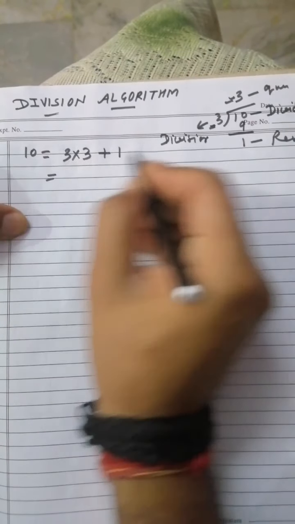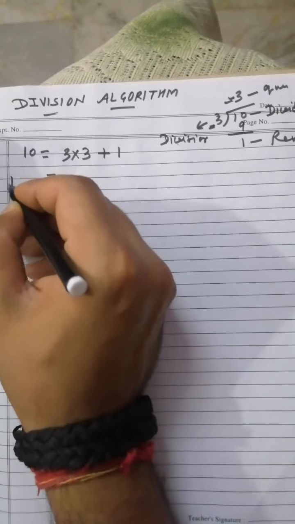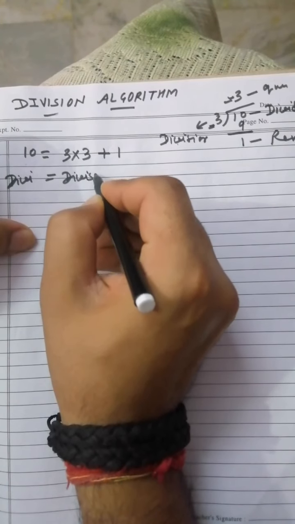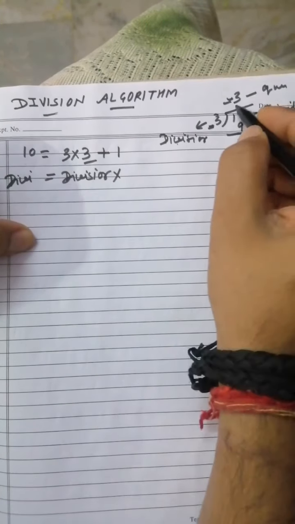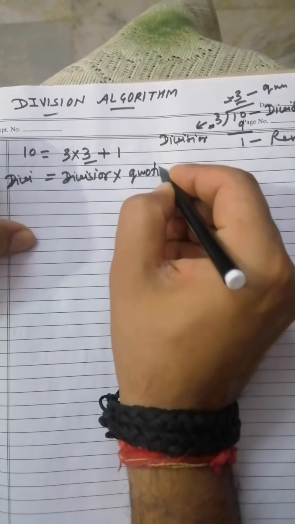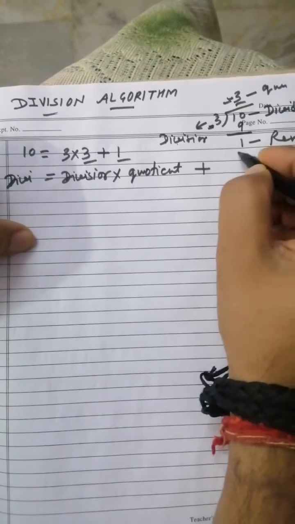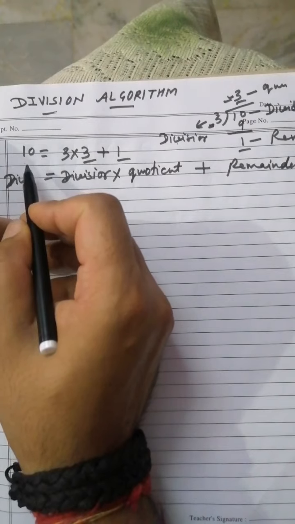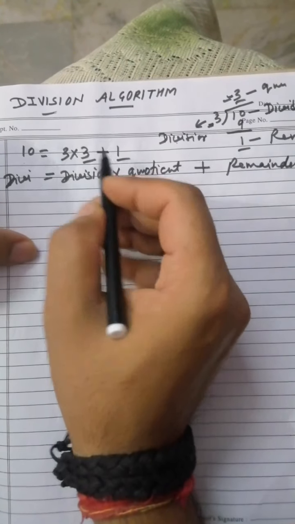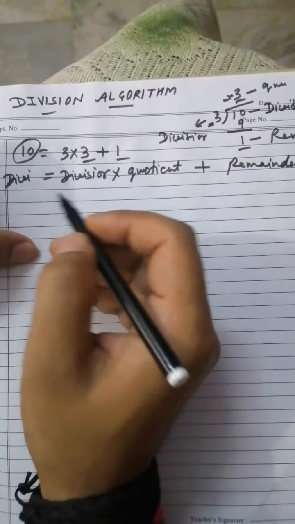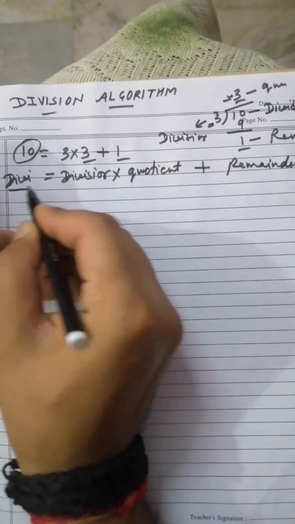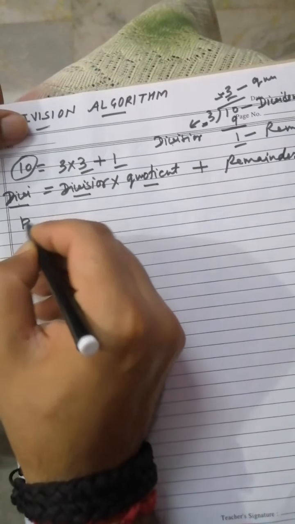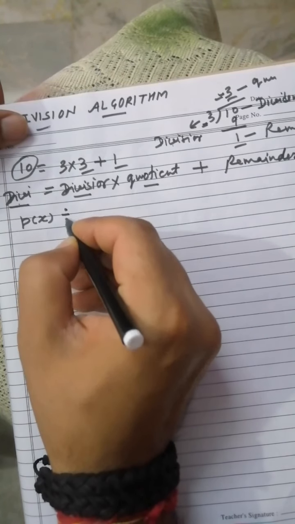So here now this 3 means divisor, and 10 means dividend. So dividend equals to this 3 divisor multiply by this 3, it means quotient, plus this 1 means remainder. So here you can see I can write 10 equals to 3 multiplied by 3 plus 1. Since 10 was a simple digit, for every digit we can write dividend equals to divisor multiplied by quotient plus remainder.